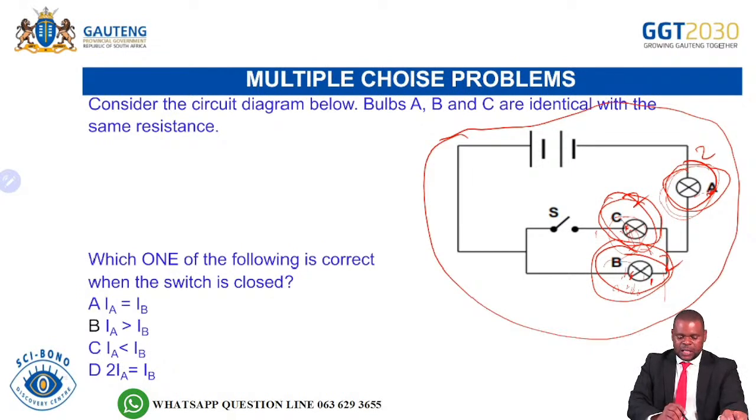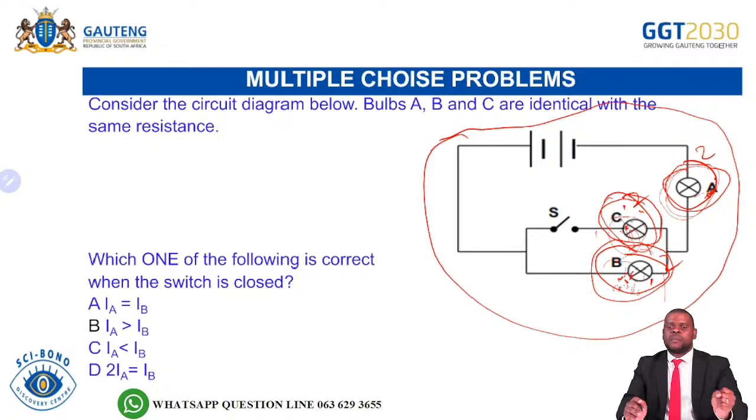Then let's go to C. C says the current that's going to pass in C is less than the one that is in B. That is a wrong answer. It's not correct because of what? We know that this one is bigger than C and is bigger than B. The current that passes in A is bigger than the current that's going to pass in C and is bigger than the current that's going to pass in B. But it's equal to the current that's going to pass in C and B. Are we together, grade 12?